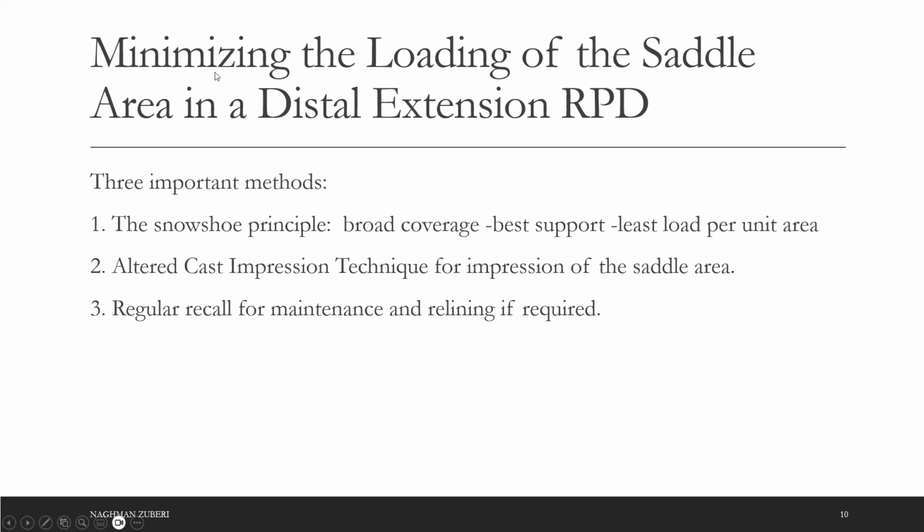Now, the question which was being asked: how to minimize the loading of the saddle area in this bilateral or unilateral distal extension RPD. Three important methods. Number one, which we have already discussed, the snowshoe principle, which will provide broad coverage, best support, and least load per unit area. The second thing is to take the second impression after your chrome cobalt metal framework is ready. That is the altered cast impression, an impression of the saddle area for close fitting. And the third thing is to regularly recall the patient every 6 months for maintenance and check if relining is required.